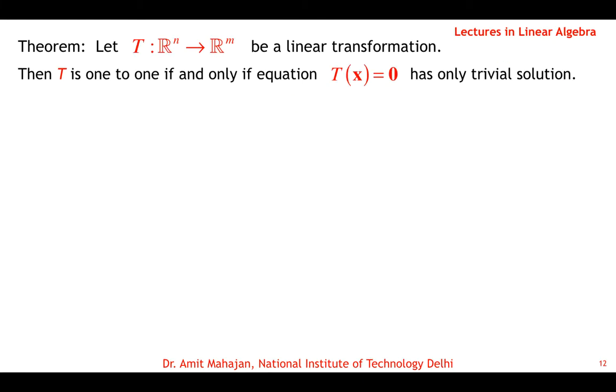Now I take 2 more theorems here. Let T be a linear transformation from Rn to Rm. Then T is one-to-one if and only if the equation Tx = 0 has only the trivial solution. So T is one-to-one if and only if the homogeneous system Tx = 0 has only the trivial solution.